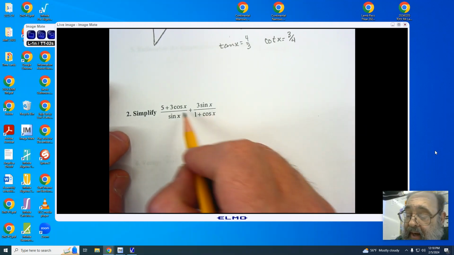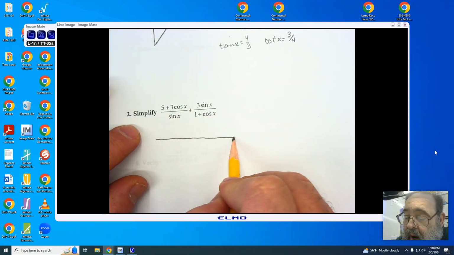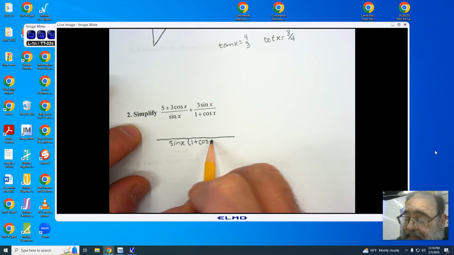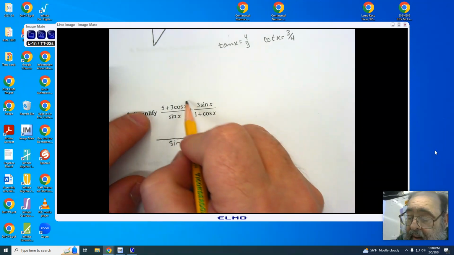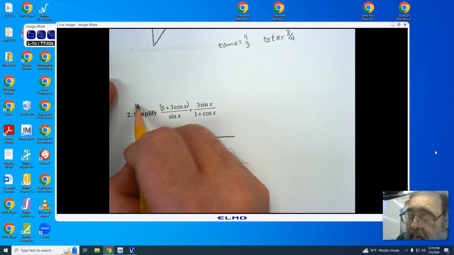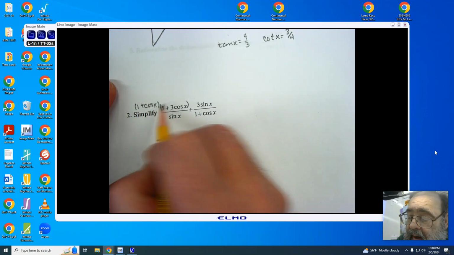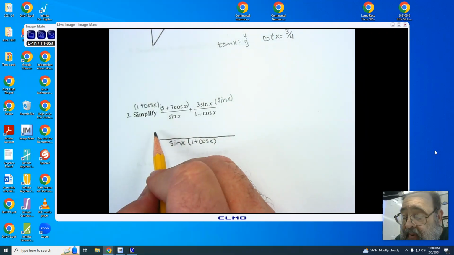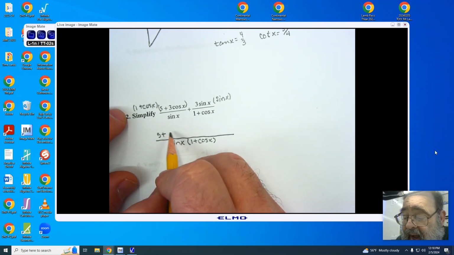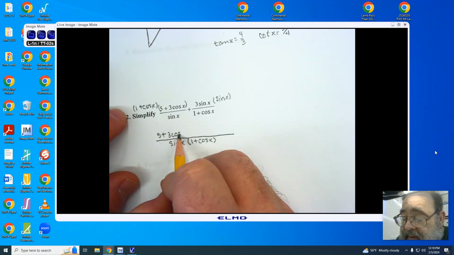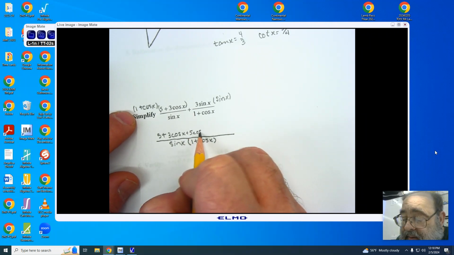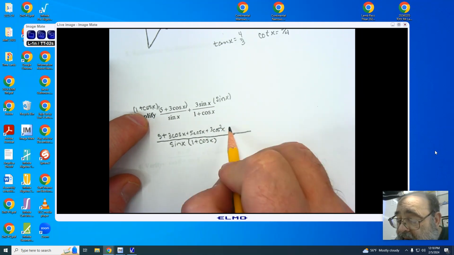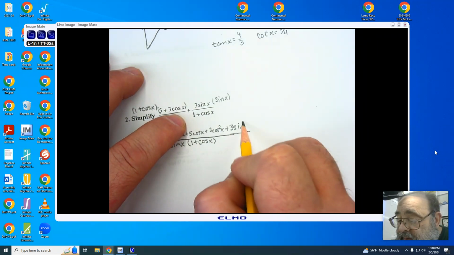When I did it in class, I got the common denominator. The common denominator would be sine of x times 1 plus the cosine of x. And that means that I'm multiplying this first piece right here by the 1 plus cosine of x, and this second piece by the sine of x. And I end up foiling to get 5 plus 3 cosine of x plus 5 cosine of x plus 3 cosine squared of x, and I'm adding to it 3 sine squared of x.